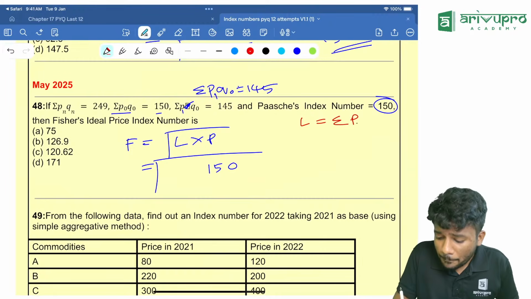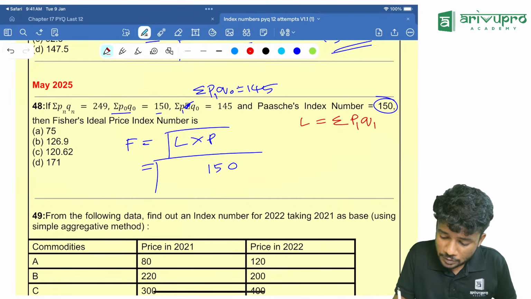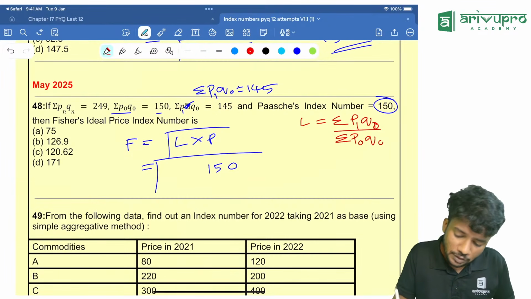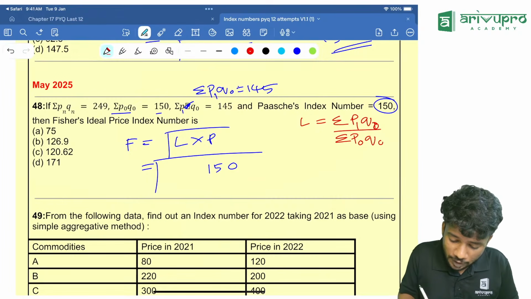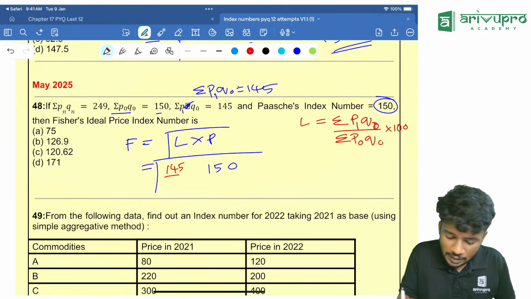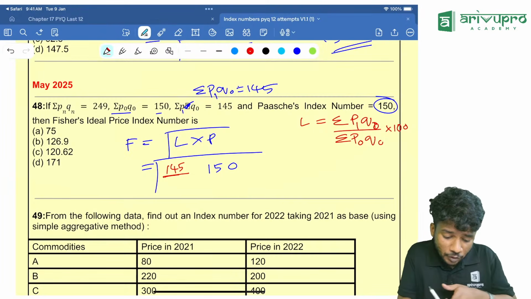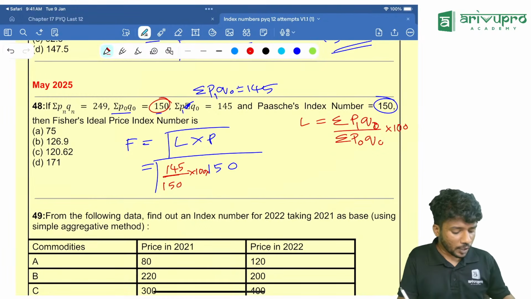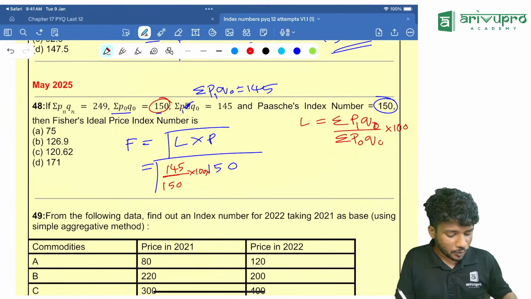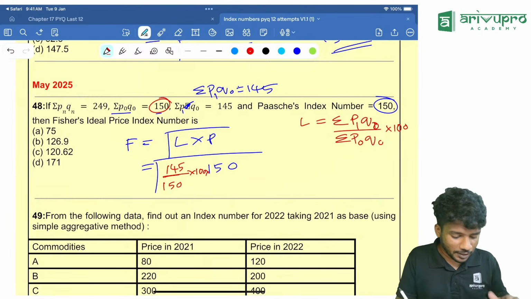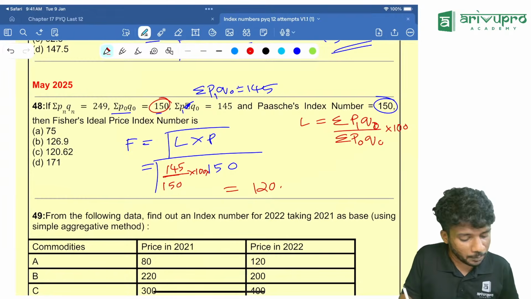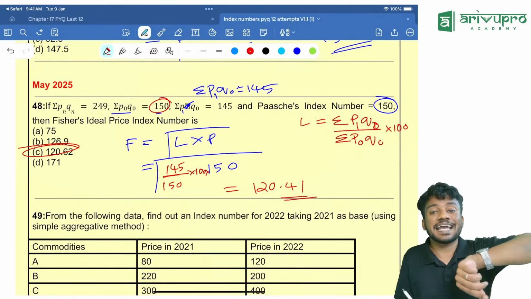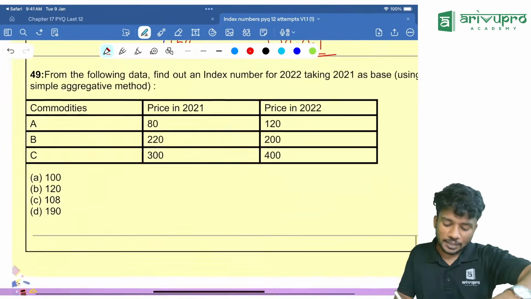That is sigma P1 Q0 divided by sigma P0 Q0. That means sigma P1 Q0, which is 145, into 100 is there, okay, divided by sigma P0 Q0, which is equal to 150, then multiply it with 100. Then take your calculator: 145 into 100 divided by 150. Anyway, you are getting the answer. Root is equal to how much? 120.41 you are getting. So nearest answer is how much? 120.62. The PDF will be attached in the description box after the class is done.